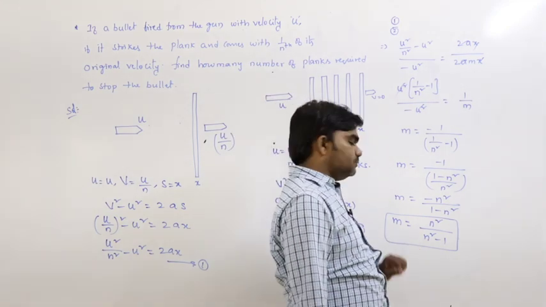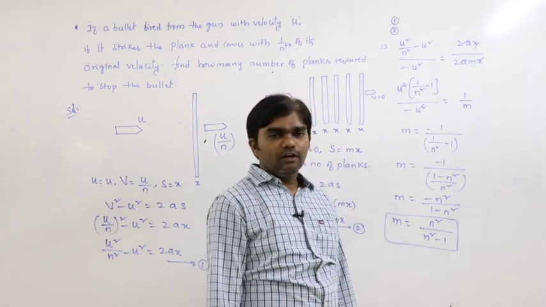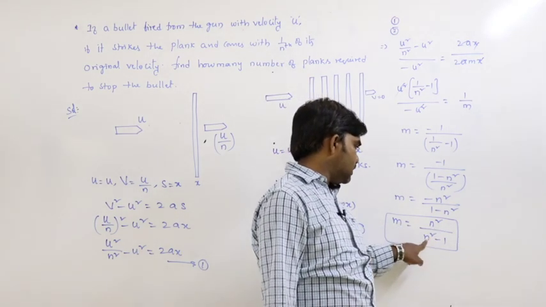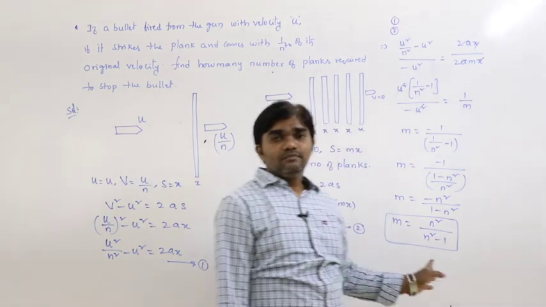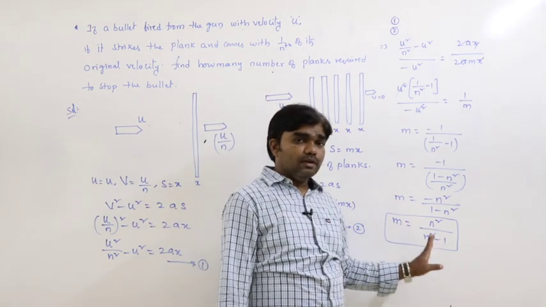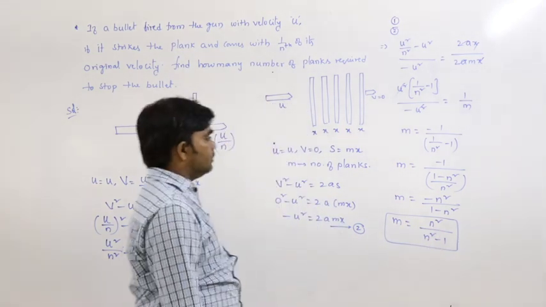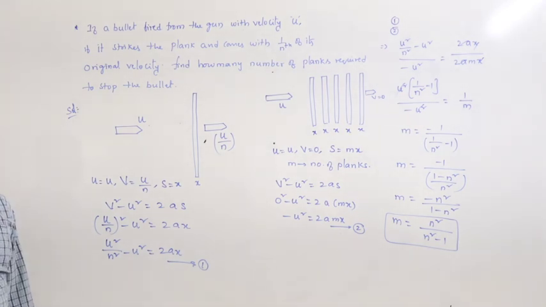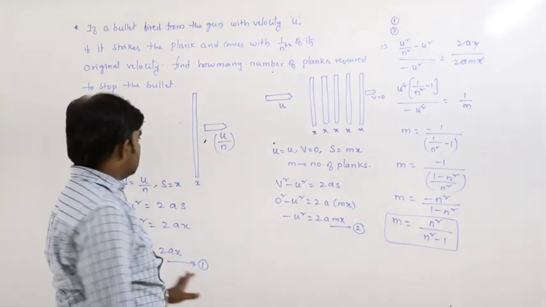So this is the number of planks required. M is equal to n square by n square minus 1. So this is the number of planks required to stop the bullet. So this is the concept.